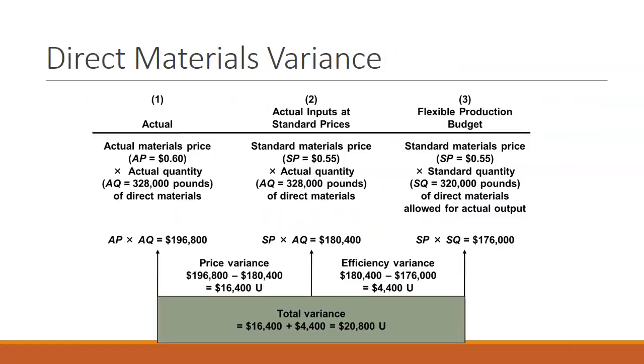So we come here to our direct material variance, 55 cents times our standard quantity of 320,000 pounds. That's how much 4 pounds times 80,000 units is. Then we have the standard price times the actual quantity. So our actual quantity was 328,000 pounds. It means for some reason we used 8,000 extra pounds of direct materials.